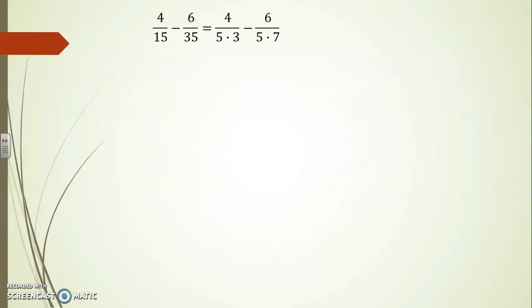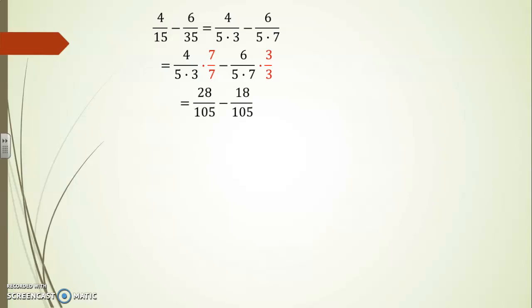15 and 35 certainly need some adapting in order to have a common denominator. 15 is the product of 5 with 3, whereas 35 is the product of 5 with 7. At least the 5 is common already. To create a common denominator, we will simply multiply by 7 over 7 the first fraction, and by 3 over 3 the second. That way, 5 times 3 times 7 will be common to the denominators of both fractions.